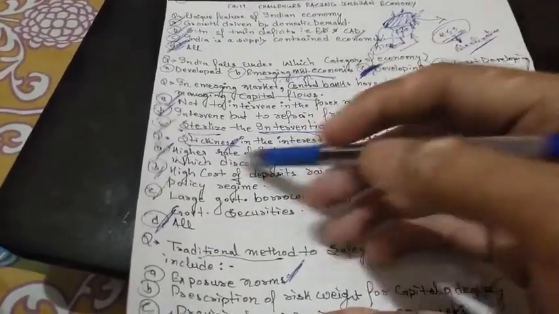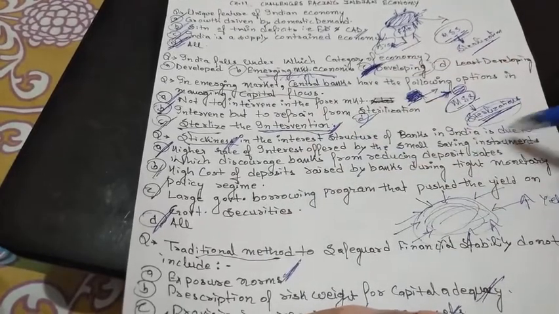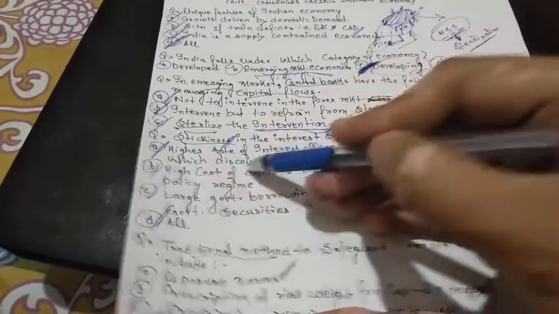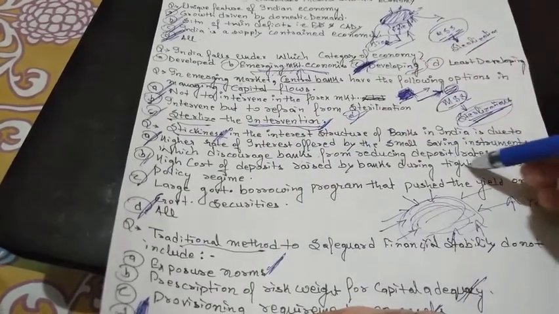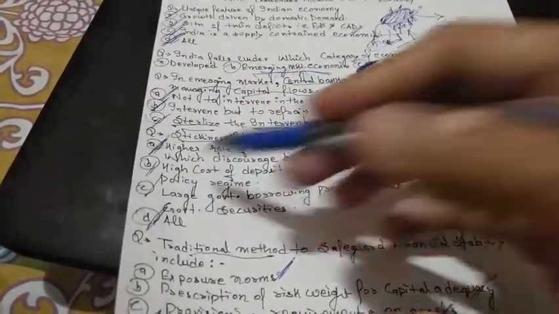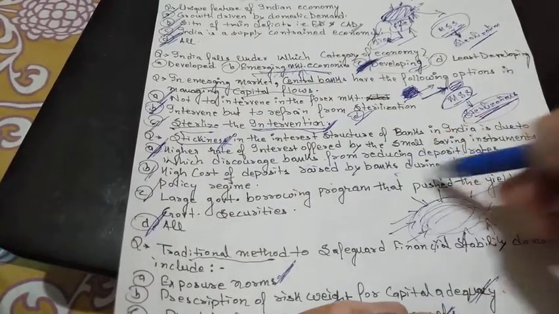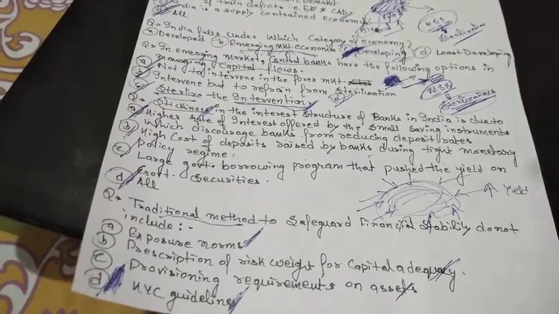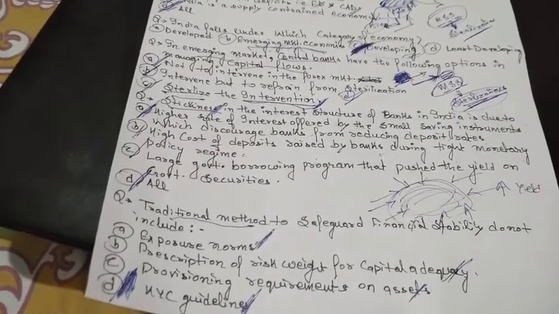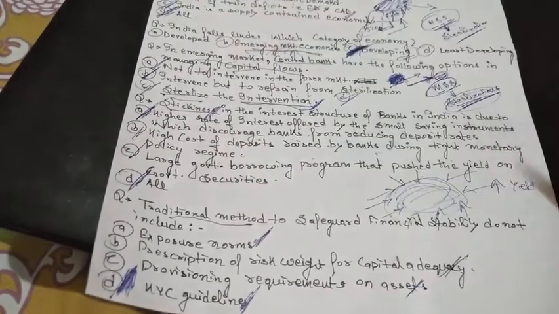So the question is, stickiness in the interest structure of the banks in India is due to: option A, higher rate of interest offered by the small saving instruments, which discourages banks from reducing deposit rates. Yes, this is true. Option B, high cost of deposits raised by banks during tight monetary policy regime. When monetary policy rates change, the cost of deposits remains almost the same. That's why option B is also true.